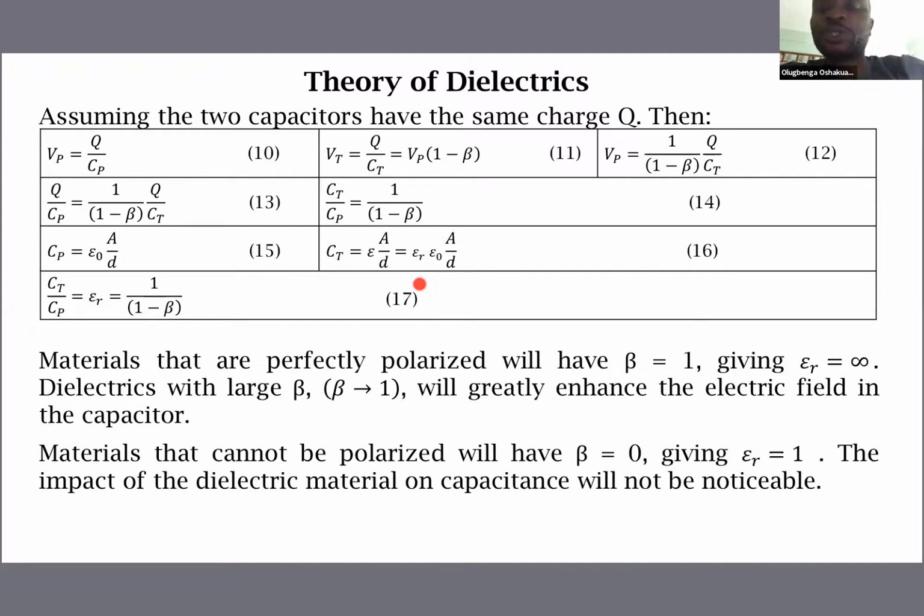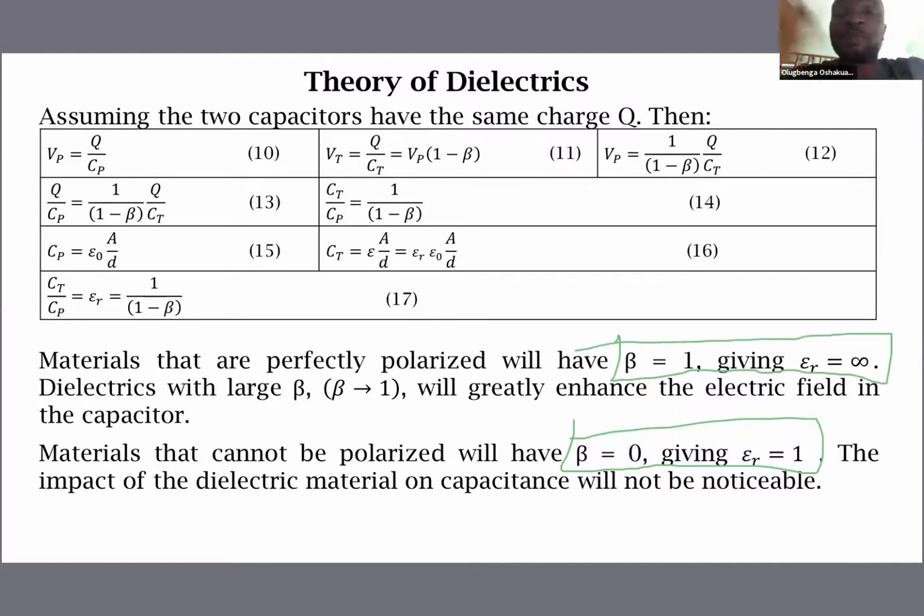So one major point we should bring out here is equation 17. Equation 17 directly connects the dielectric constant with the polarizability. So from equation 17, when beta is 0, epsilon r will be 1. And when beta is 1, epsilon r will be infinity.